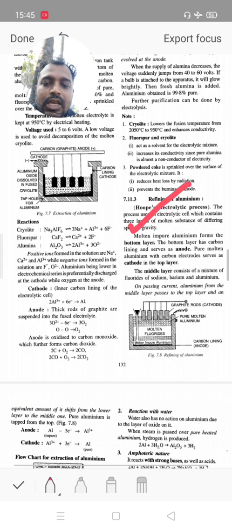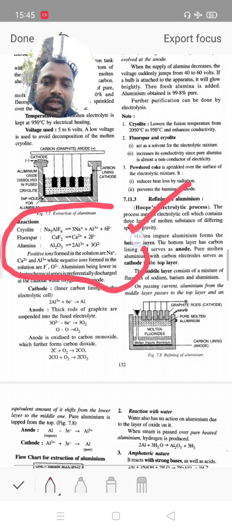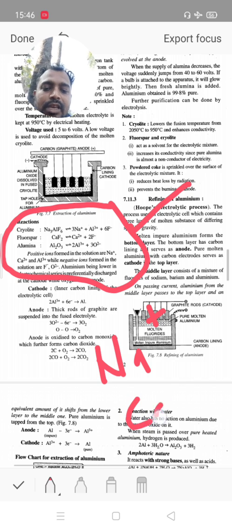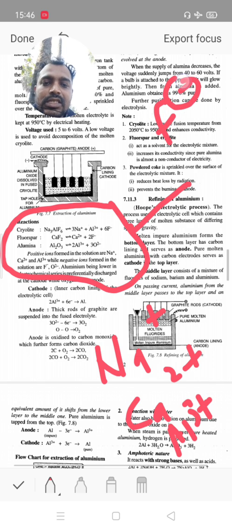Now the reaction: cryolite, fluorspar and alumina form the electrolyte. Electrolyte means it forms ions. Cryolite forms 3 Na+ ions, 6 F- ions and Al3+. Fluorspar forms Ca2+ ion and 2 F- ions, and alumina forms Al3+ ion and 3 O2- ions. The positive ions in the solution are Na+, Ca2+ and Al3+, while the negative ions are F- and O2-.